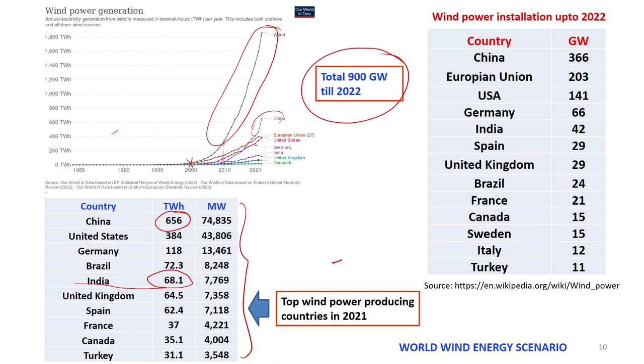And if we consider the amount of wind power installed in the year 2022, you'll be surprised, China has installed about 366 gigawatt. European Union 203, USA 141 gigawatt, Germany 66, India 42, Spain 29, United Kingdom 29, Brazil 24, and so on and so forth. So, you can see now many of the countries are harvesting energy from wind by using wind turbines. It may be horizontal axis or vertical axis, but mostly wind turbines are horizontal axis wind turbines.